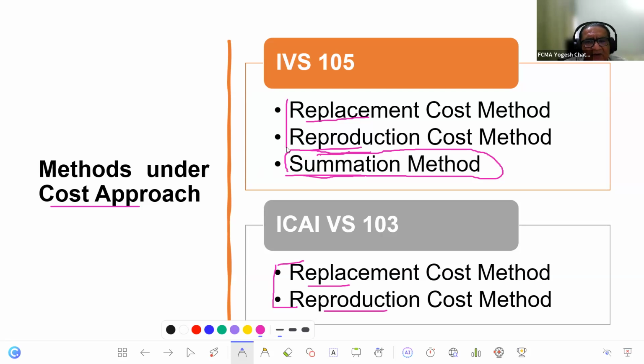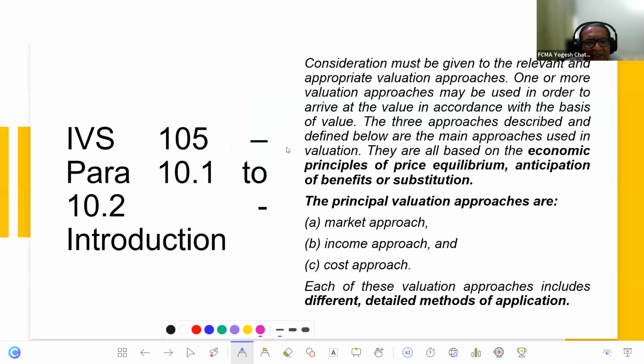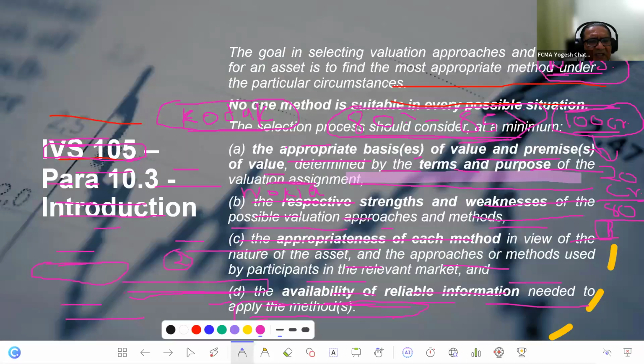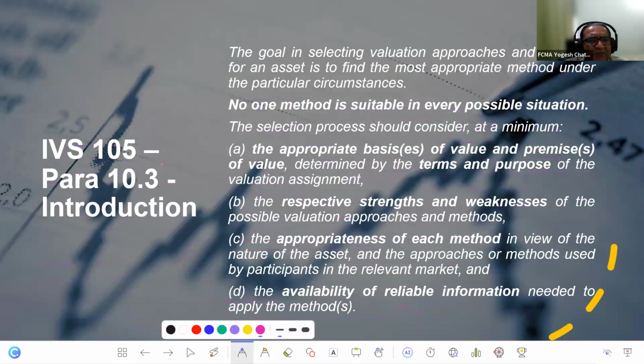So these are the different methods, and this we have already discussed, and a very important topic is the choice of valuation approach.